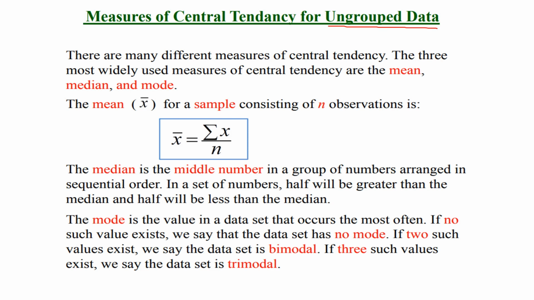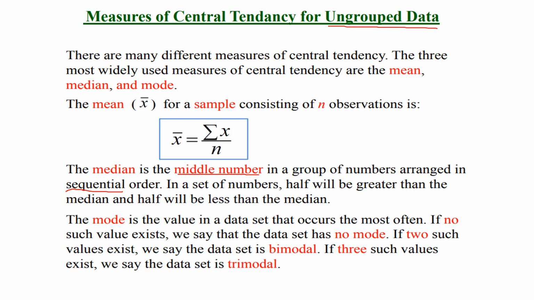Next we talk about median. Median is the middle number in a group of numbers arranged in sequential order. So in a set of numbers, we have to arrange them in order, from the lowest number to the biggest number. Then we need to identify the middle number. But sometimes we have an even number of data. We have to take the two middle numbers, then divide by 2. Half will be greater than the median and half will be less than the median.